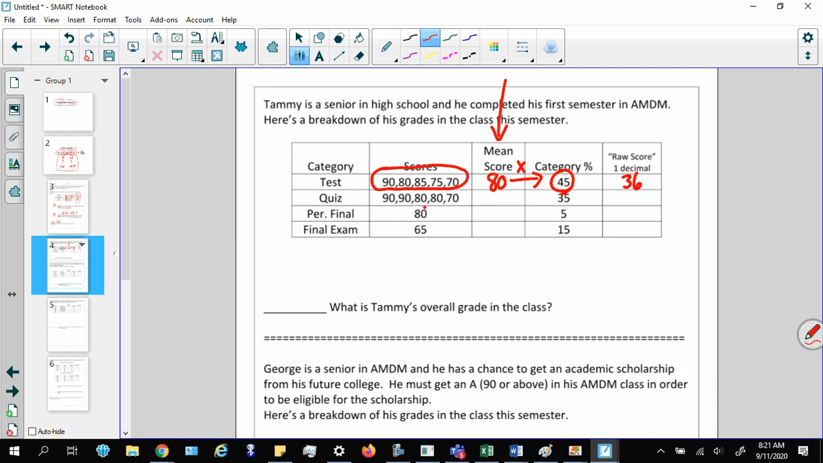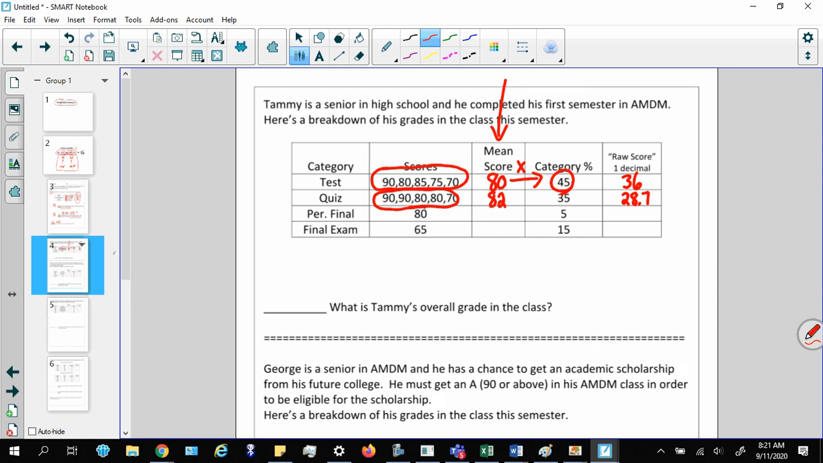And you would continue this setup for the quizzes. So 90 plus 90 plus this, it gives you 410. I divide that by 5 scores, and it gives you 82. So 82 times 0.35 gives you 28.7.